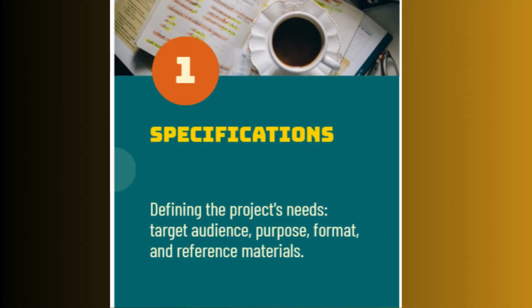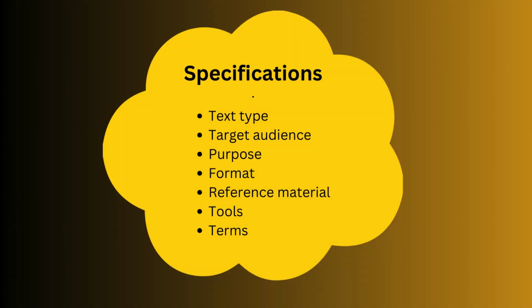Before beginning any translation project, it's crucial to establish the specifications. This involves understanding the text type, whether it's technical, literary, or legal, and identifying the target audience, which can range from industry professionals to the general public. The purpose of the translation must be clear, whether it's for informative, persuasive, or instructional use. Additionally, the format of the final document is key, as it may require adaptation for digital, print, or multimedia platforms.